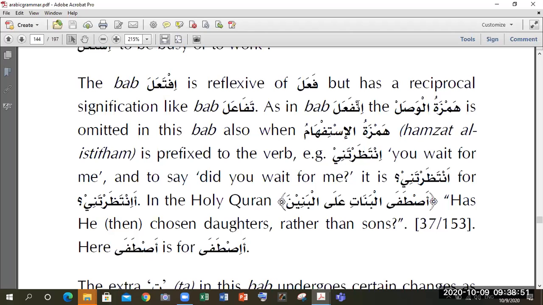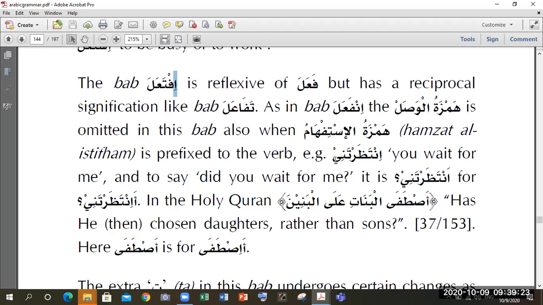When we have to join it, this alif is omitted. In bab in fa'ala also, that hamzatul wasl is omitted in this bab also when hamzatul istifham is prefixed to the verb. Then this original alif for this bab will be omitted.